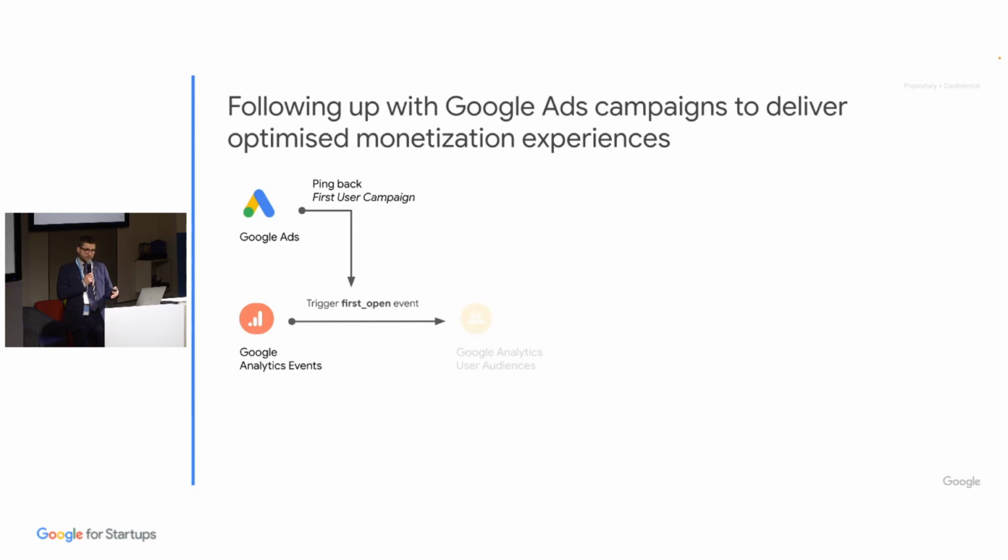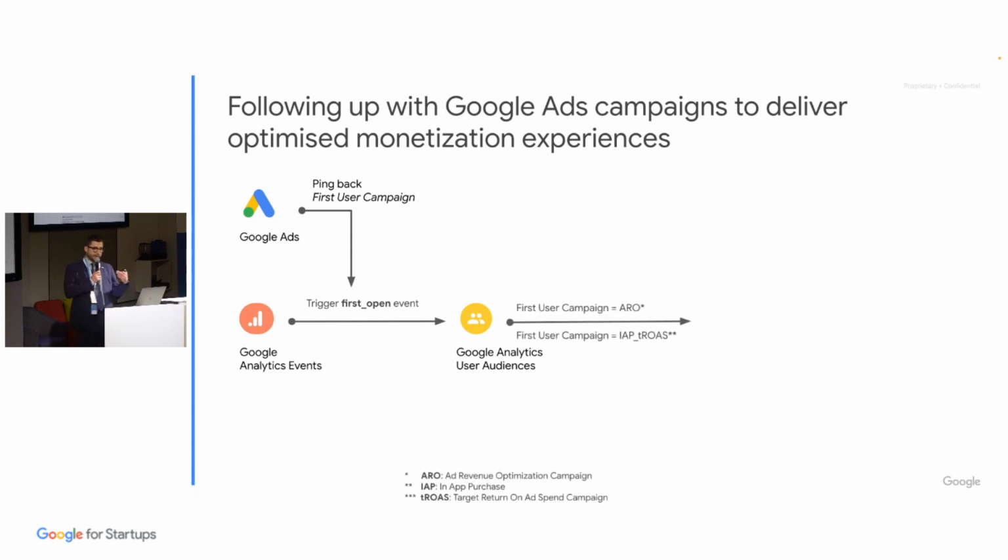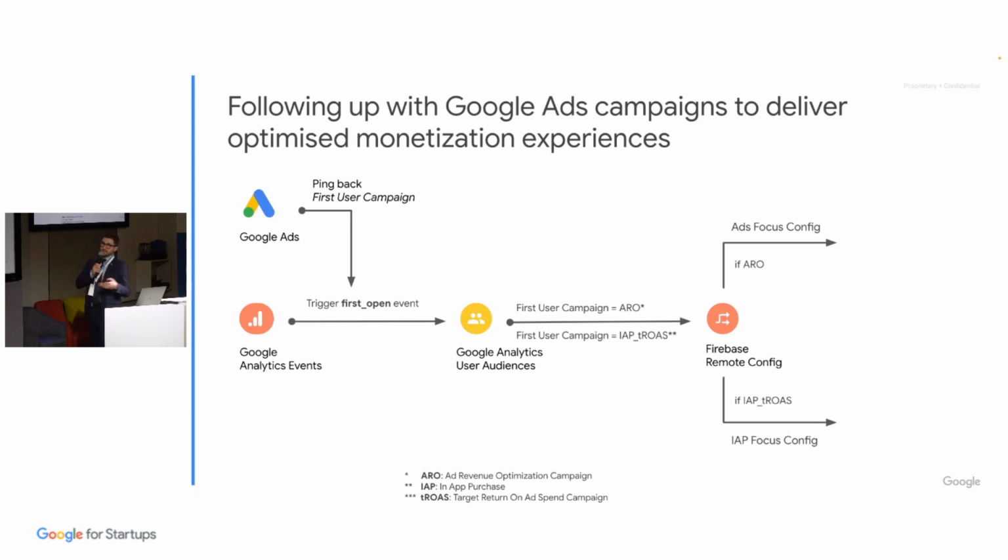And the process looks very straightforward. We ping back the first user campaign, we trigger the first open event, Google Analytics defines what kind of campaign the users came from, then we use Firebase remote config, and we split the audience into two parts. Those who came from the ARO campaign will see more ads, as I mentioned. You will customize their experience by adding more banners, app opens, interstitials, rewardeds, any kind of formats.